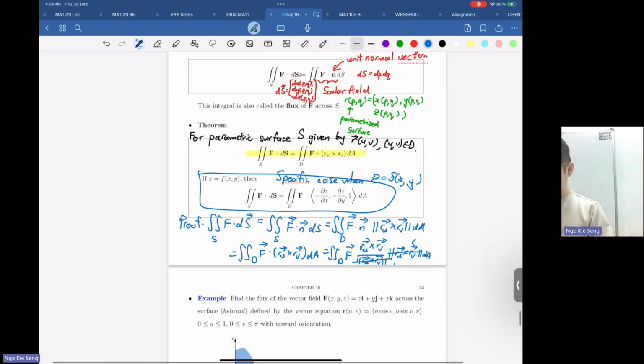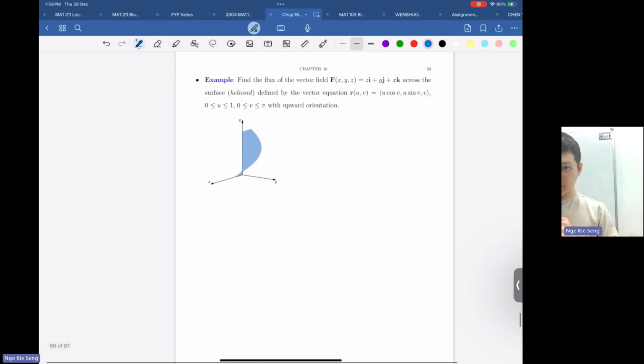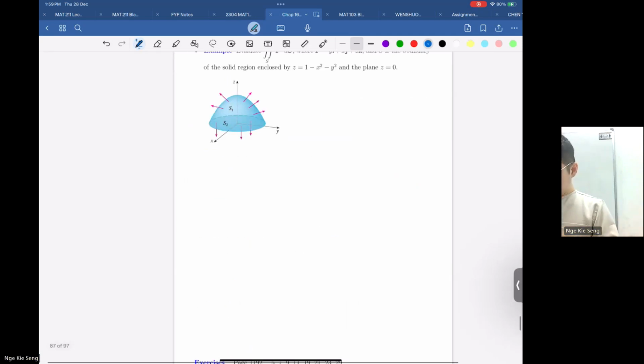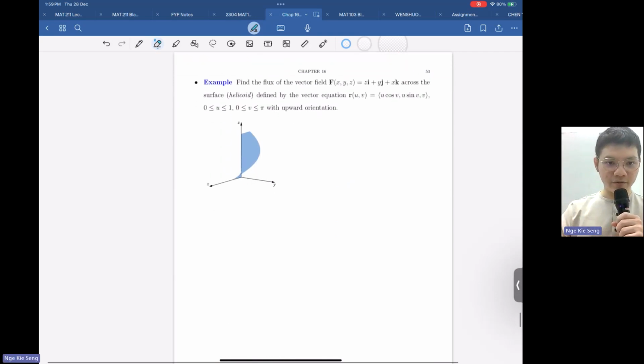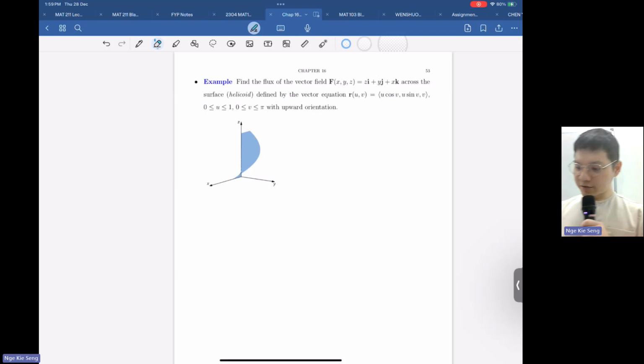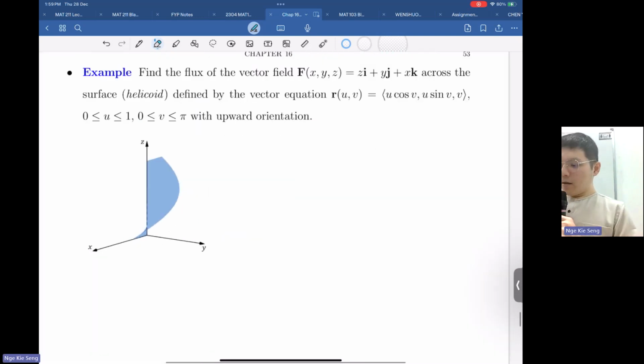Okay, let's do an example to make it memorable. Let's do this one. Find the flux of the vector field F = zi + yj + xk across a helicoid. They already give you the parameterization, so you should be happy. You don't need to do the parameterization.